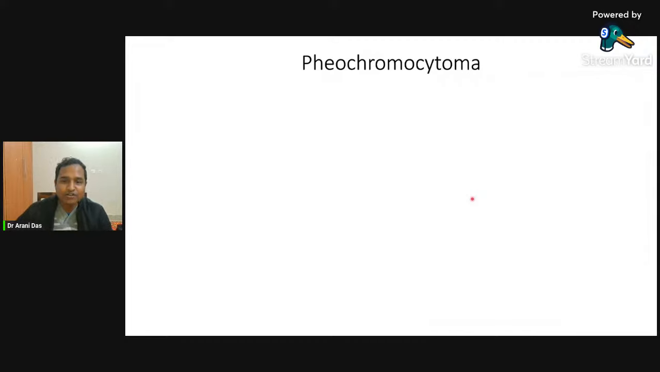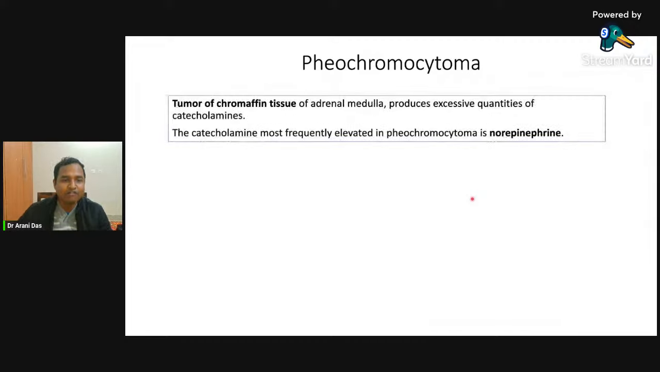What we discussed, pheochromocytoma is a tumor of chromaffin tissue of adrenal medulla that produces excessive quantities of catecholamines such as epinephrine and norepinephrine. Now, epinephrine and norepinephrine are catecholamines. They are also released in response to stress and they have vast actions mediated through adrenergic receptors. For example, beta 1 adrenergic receptor present in the heart. So excess catecholamine can produce increased heart rate, cardiac output, hypertension and increased cardiac contractility. So in pheochromocytoma, the tumor of chromaffin tissue leads to excessive production of norepinephrine.